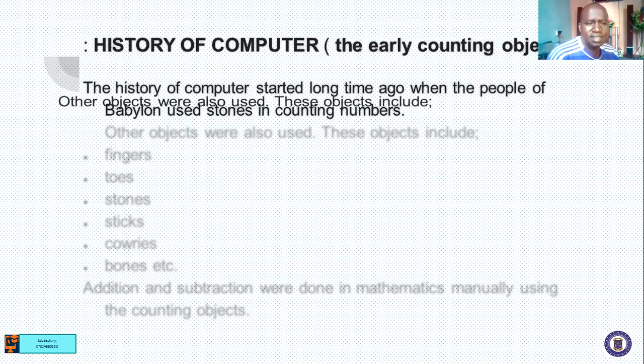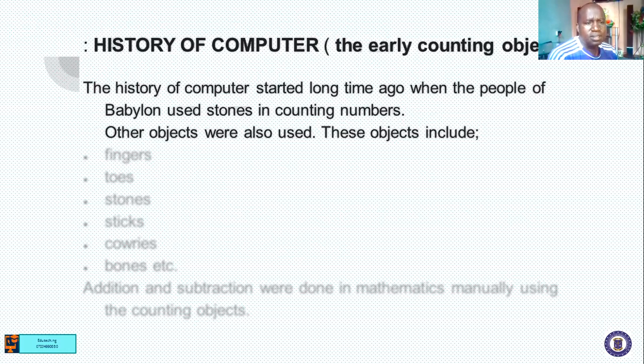So these objects that were used are fingers, which I know many of us are still using up till now. If they give you arithmetic or maths that they say 3 plus 4, you begin to count your fingers, this hand 3 and this hand 4. When you join them together, you will now begin to count 1, 2, 3, 4, 5, 6, 7. You see that your answer is 7. So we are still using fingers to count now. Then they also use their toes in counting numbers, most especially they count market days with their toes.